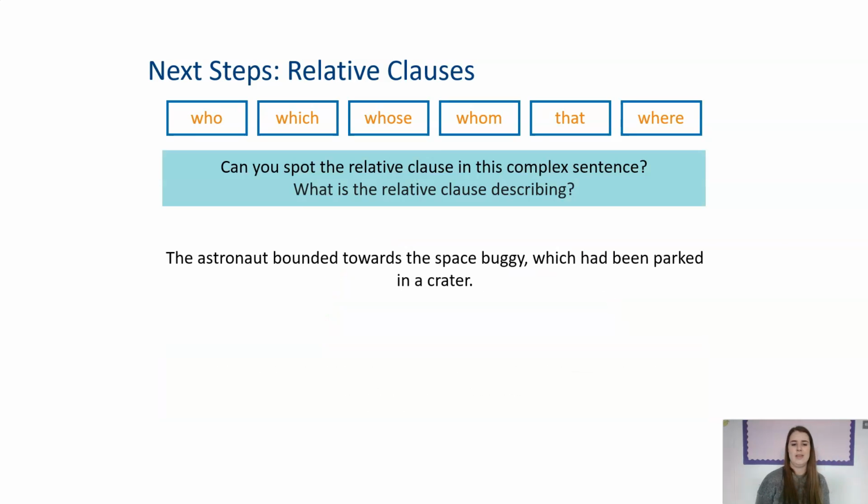What about this one here? The astronaut bounded towards the space buggy, which had been parked in a crater. Okay, craters. Oh, that's interesting. You'll know that from your science lesson that you did yesterday. So can you spot where the relative clause is and what it's talking about?